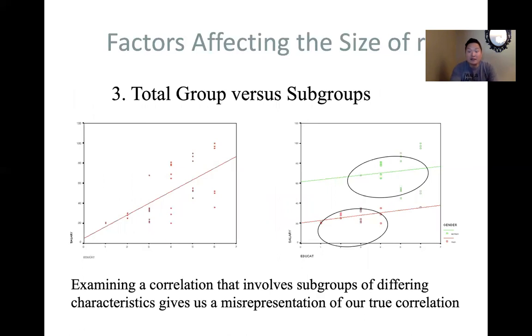It matters a lot whether we're looking at everyone together or subgroups. If you look at this left-hand graph here, that's a correlation between education and salary, I think. Yep, education and salary across everyone. And it's not a super strong correlation. But if you look at it and separate it by gender, it's a much stronger correlation. So sometimes group membership affects the size of your correlation and your R squared. If you have groups that you think are meaningfully related to your variables, you might want to take that into account.